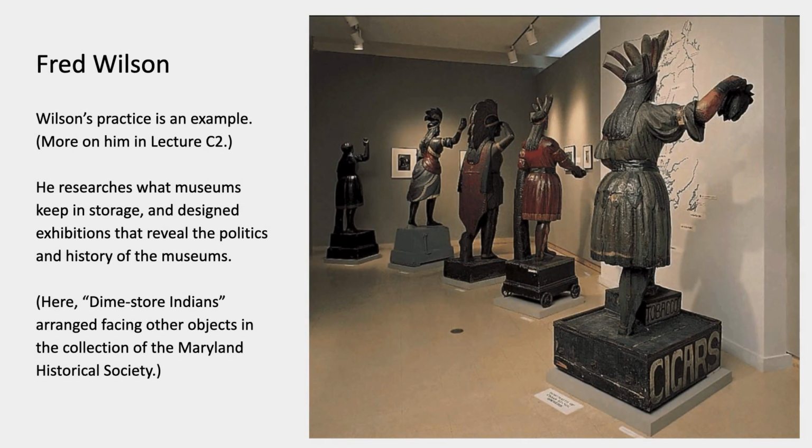I'll give 2 artist examples to make this concrete. Fred Wilson's the first example. I have more on him in Concepts Lecture 2. He researches what museums have kept in storage and what they've ignored, and he designs exhibitions that reveal the politics and the history of the museums. This is an exhibition of dime store Indians, or also called cigar store Indians, which are arranged facing objects in the collection of the Maryland Historical Society.